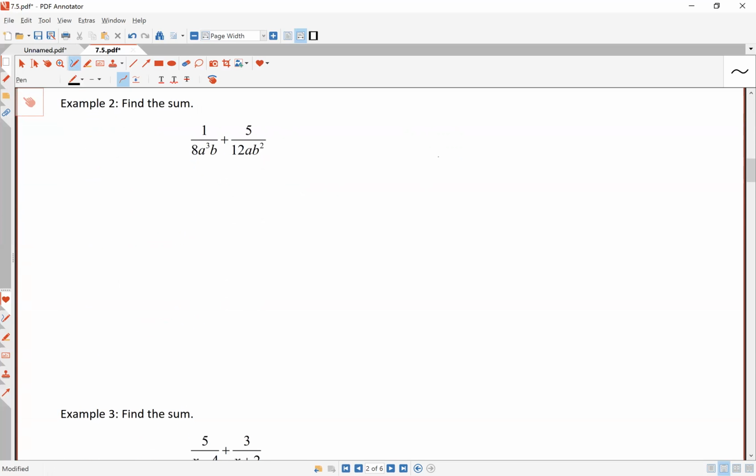So if we have denominators that are 8a cubed b and 12ab squared. 8 is 3 factors of 2. 12 is 4 times 3.